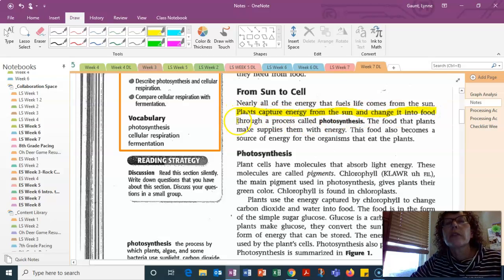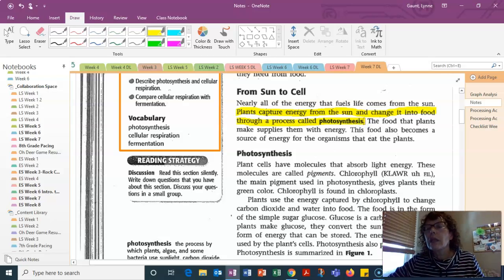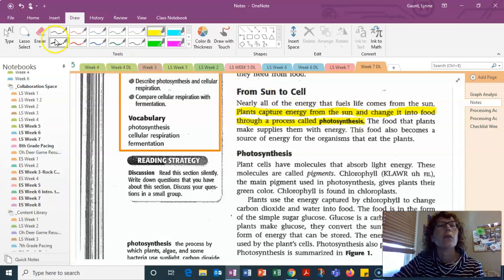And I'm going to come down and finish it on the second line through a process called photosynthesis. All right, and if you do it and it's messy and you want to redo it, just pause and go hit the undo button and try it again. Remember though, after you're done highlighting, it's always good to go click on the type menu. That way you don't get stuck accidentally making marks on your page.